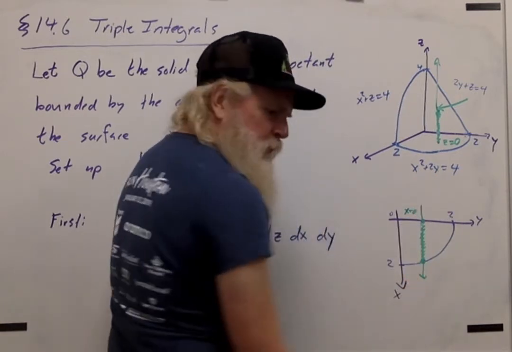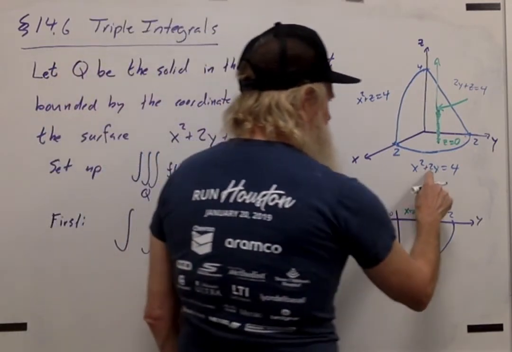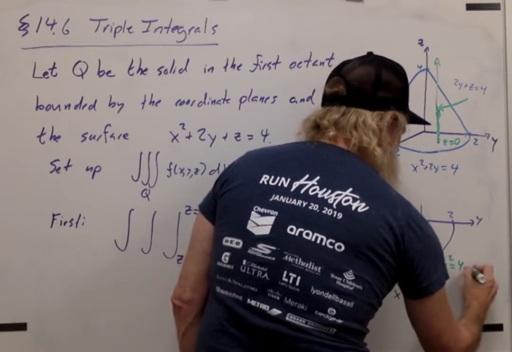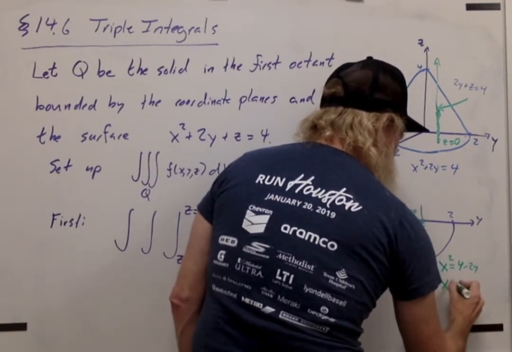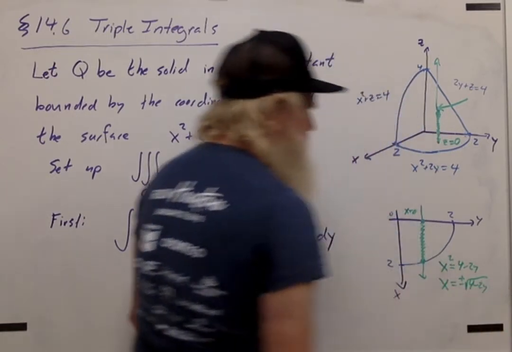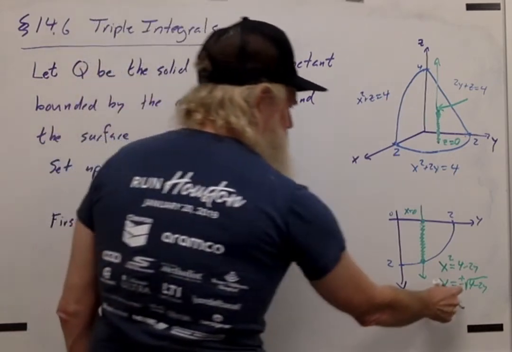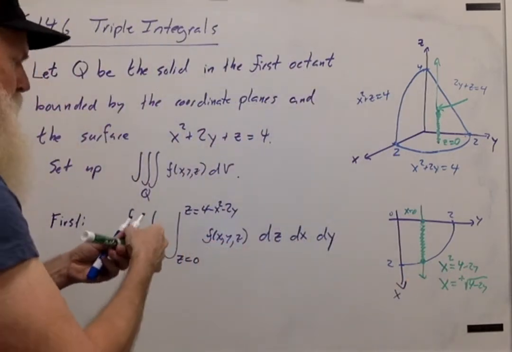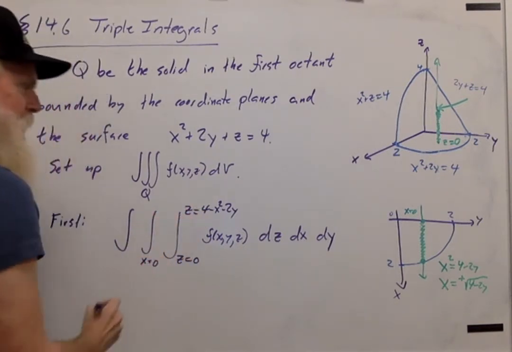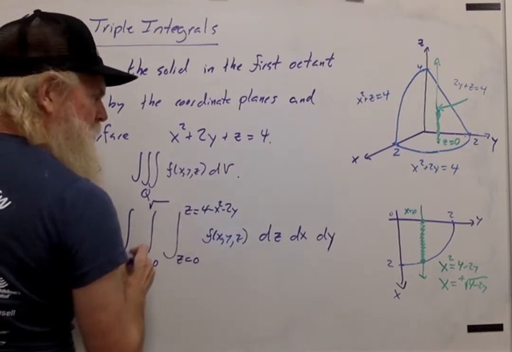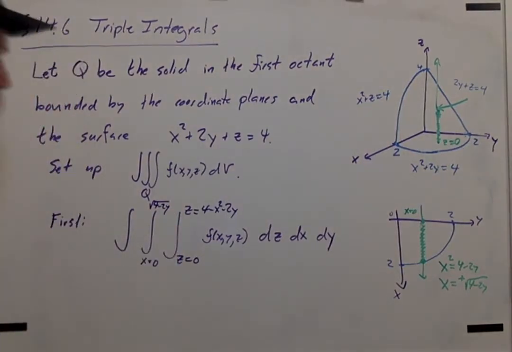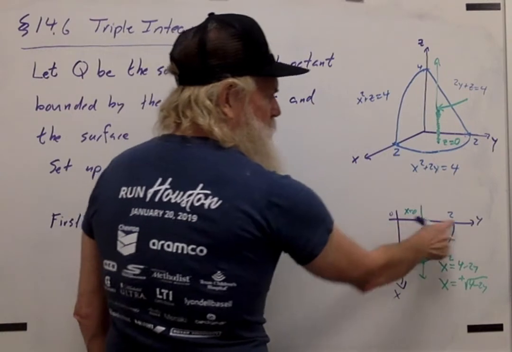Now I need to write that in the form x equals, so let's subtract 2y from both sides. X squared equals 4 minus 2y, and then take square roots. X is plus or minus the square root of 4 minus 2y. Since x is positive in the first octant, I need the positive square root. So my bounds on x are from x equals 0 to x equals the square root of 4 minus 2y. And last of all, we do the bounds for y. And notice that y goes from 0 to 2.